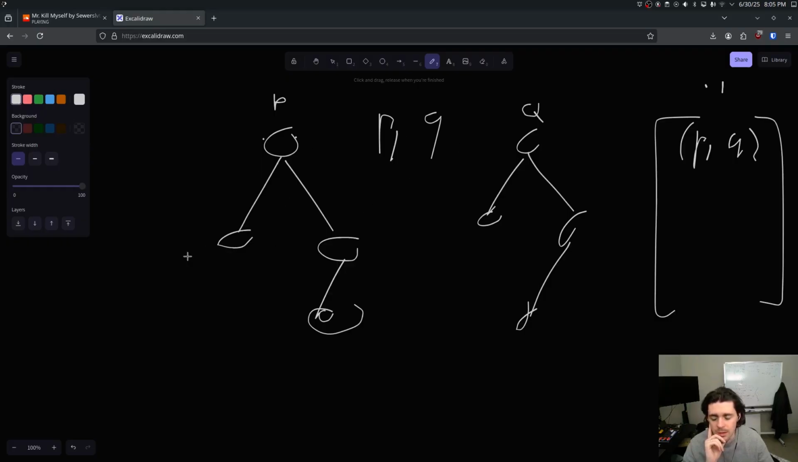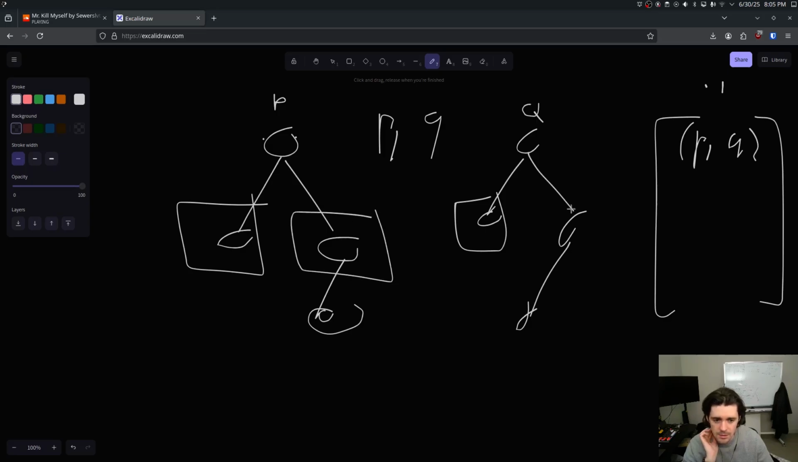But we append the left children, or the left child of each tree of the P, Q pair that we're processing, and the right child. So those will just continue to be put on the stack, popped off the stack, and the same proceeds through the entire tree.